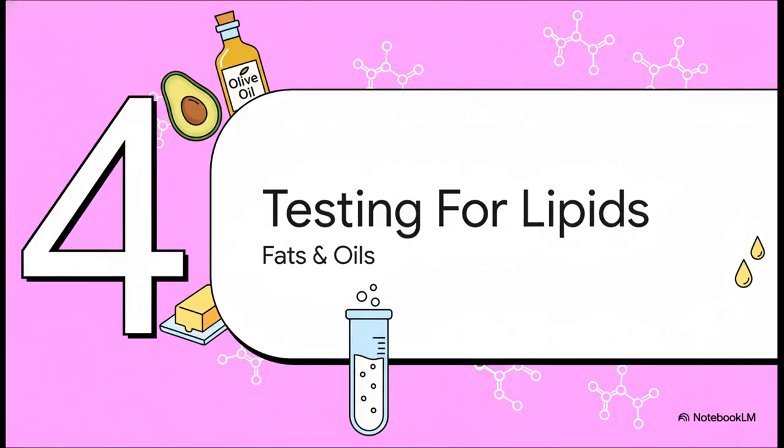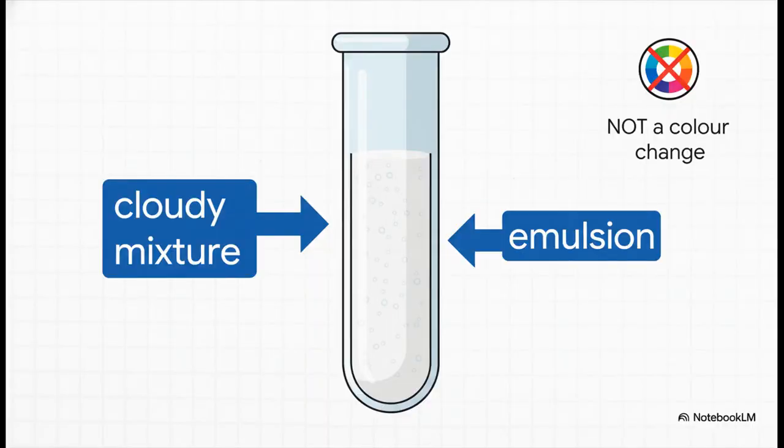All right, time for our final food group. We've done carbs, we've done proteins, now it's time to hunt for lipids, which we usually just call fats and oils. Now, the test for lipids is a little bit different. It's not really about a color change, it's about creating something called an emulsion. Just think about what happens when you try to mix oil and water for a salad dressing. They don't really mix, do they? You get that cloudy mixture. That's an emulsion, and that's the principle we're going to use here.